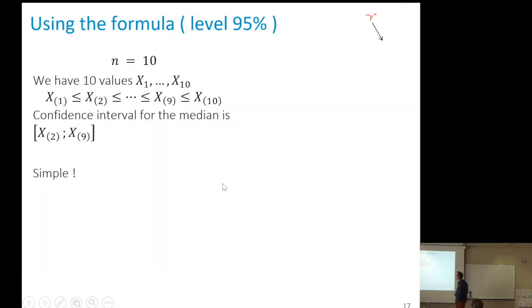For example, if n equals 10, if I have 10 values, I've done an experiment 10 times, I sort the 10 values, then the theorem says the values of j and k are 2 and 9. So if I have 10 data points and I want a 95% confidence interval for the median, it's not very good. I remove the smallest, I remove the largest, and the interval I obtain is the only thing I can say about the confidence interval for the median. It's not very good because I have only 10 data points. Statistically, 10 is not large.